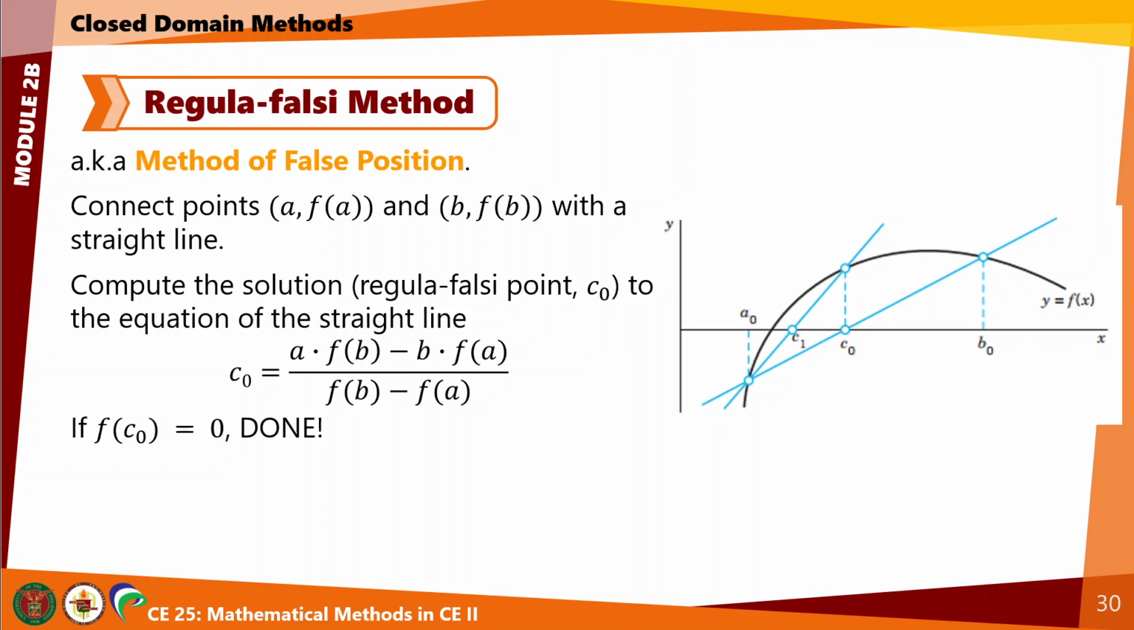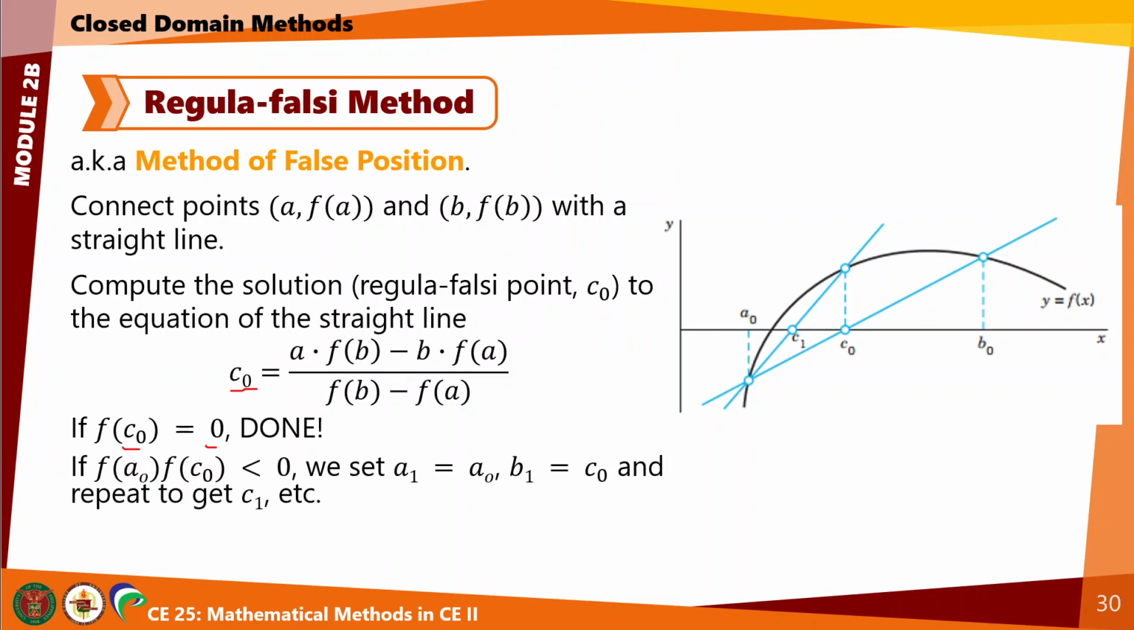Okay, so kapag na-solve natin tong c naught na to o yung regular falsi point natin, substitute sa function, if nakuha natin is 0, tapos na, yan na yung solution agad. Yan na yung S. Pero that's most likely not the case. So, kailangan natin pumili ulit. Same process lang sa ginawa natin sa bisection method. Kung ano yung magpapa-negative sa product ng function value at C, yun yung i-retain natin.